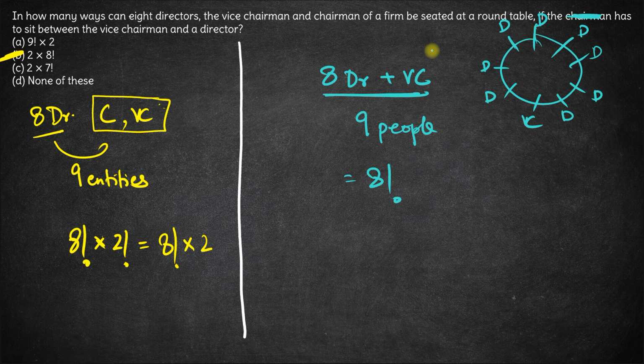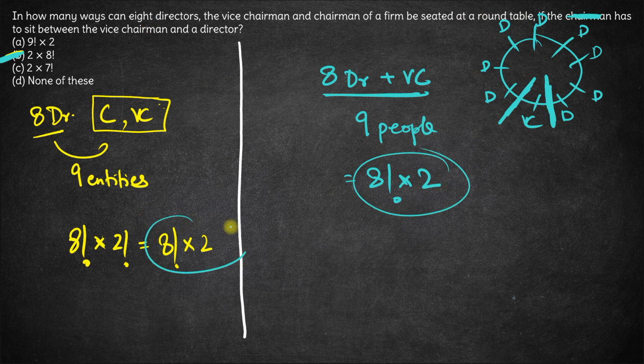Now what about the chairman? Where can you seat the chairman? The chairman has to be next to the vice chairman and a director. So the chairman can be either at this position or at this position, in between the vice chairman and the director. So there are 2 places for the chairman. So the total number of ways will be 8 factorial into 2, which again gives you the answer as option B. So the total number of ways of seating these 10 people with the given conditions is 8 factorial into 2. Thank you.